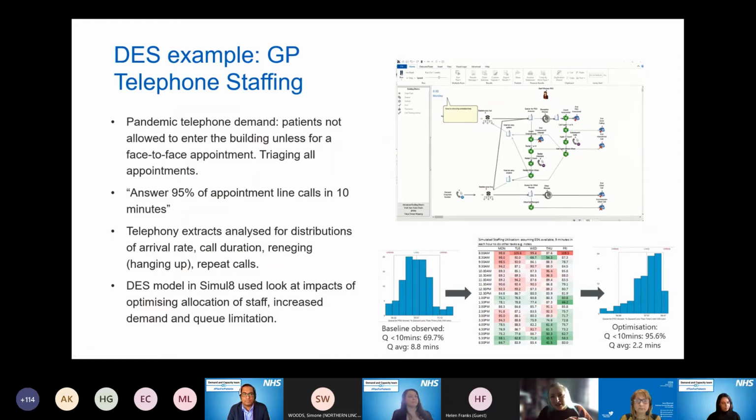This time we used a discrete event simulation model to look at the impact of increasing phone demand at a practice. So they stopped doing face-to-face appointments except for ones which they'd triaged first. So the first point of contact was always via telephone. They weren't letting people actually physically enter the building. When we were working with the practice, we like to build our models in a participatory way. So it was very iterative, very talking to them in between versions of the model.